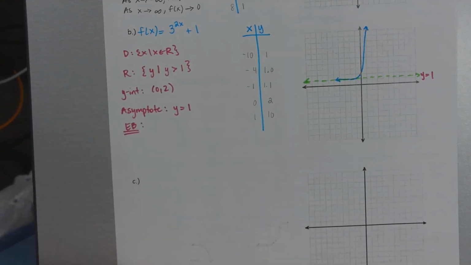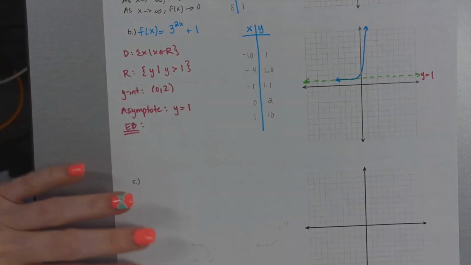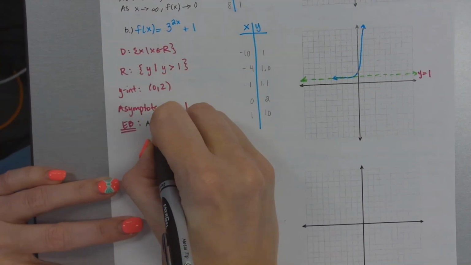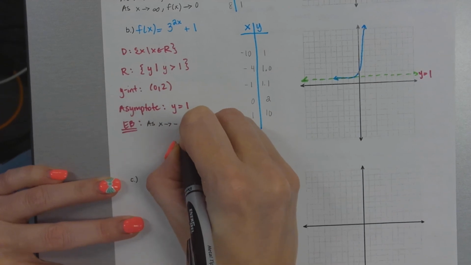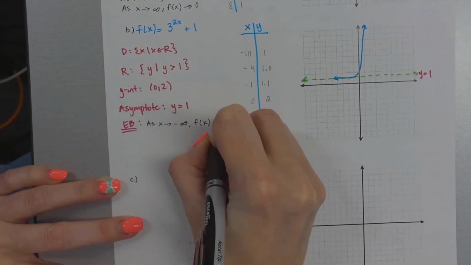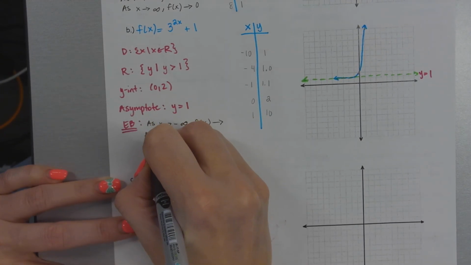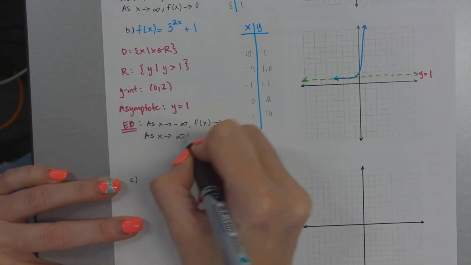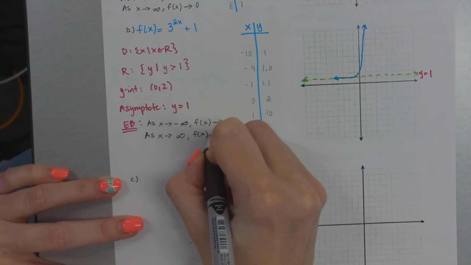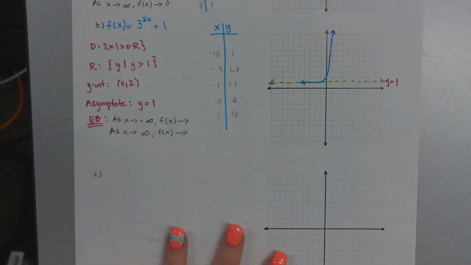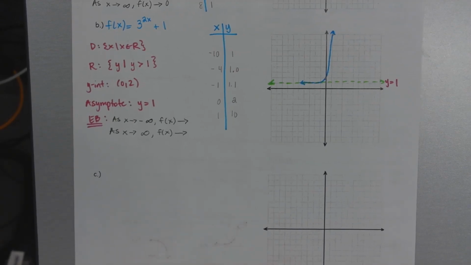Okay, and then your end behavior we're going to start with, bless you, as x goes to negative infinity. Where does f of x go? And we got to do the right side as well. Okay, so I want you to try to fill in at least one of those. Okay, and then you can think about the other part if you're unsure.